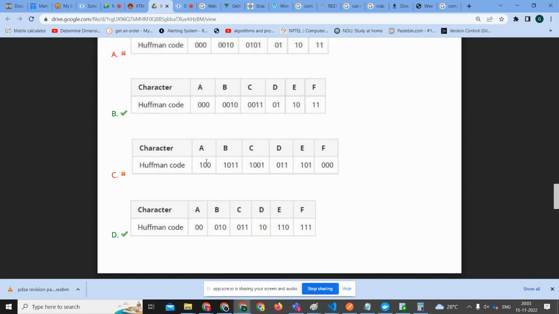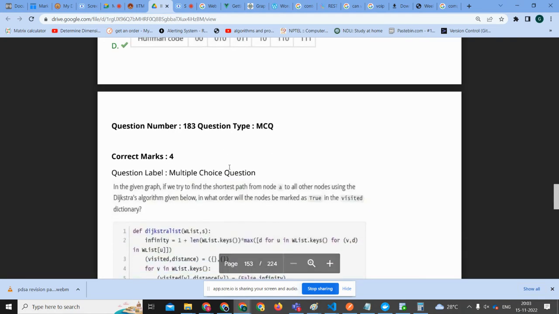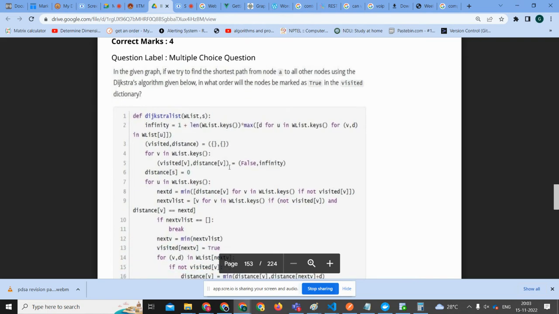So similarly, these two can also be done, right? Anyone can do this. We can move on. And by looking at this, you can see that 101 is here, and again 101 is here. So 101 is a prefix of B, so it's not a Huffman code, right? Okay, so we'll go to the next question.